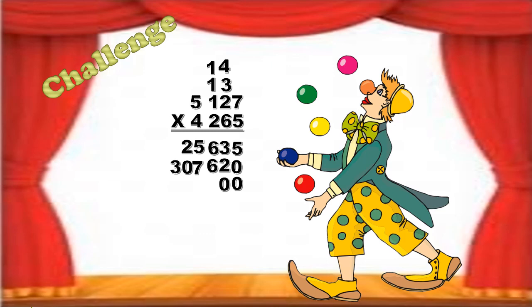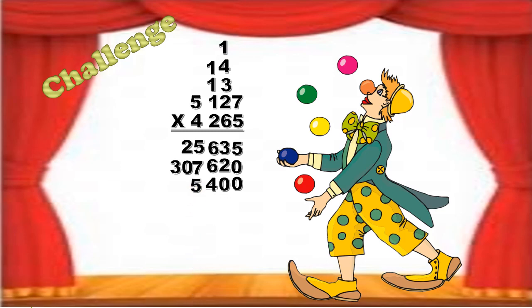2 times 7 equals 14. Regroup 14 as 400s and 110. Place your 400s under your hundreds column. Carry your 110 above your tens column. 2 times 2 equals 4. 4 plus 1 equals 5. Place your 5,000 under your thousands column.